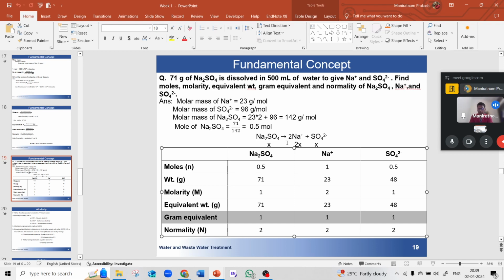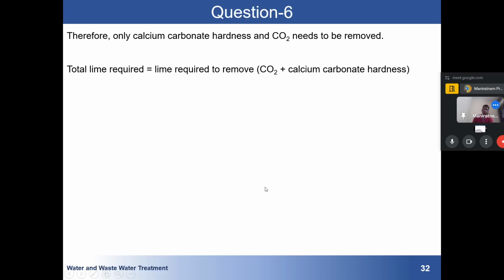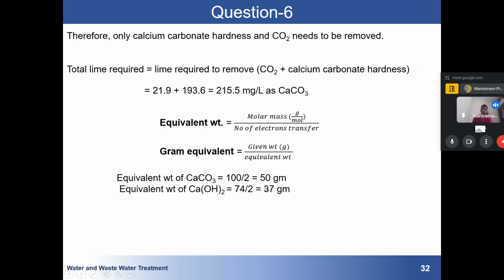This is very similar to what I am discussing here. This thing I have done here also. I have changed this milligram.